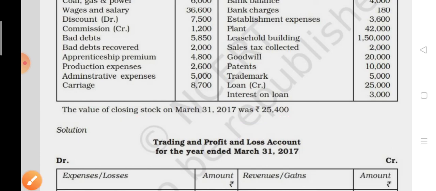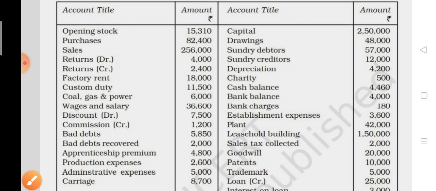Now children, in this first you have to find out what are expenses, income, assets and liabilities. If you know these things, you can easily make the trading and profit and loss account and balance sheet.